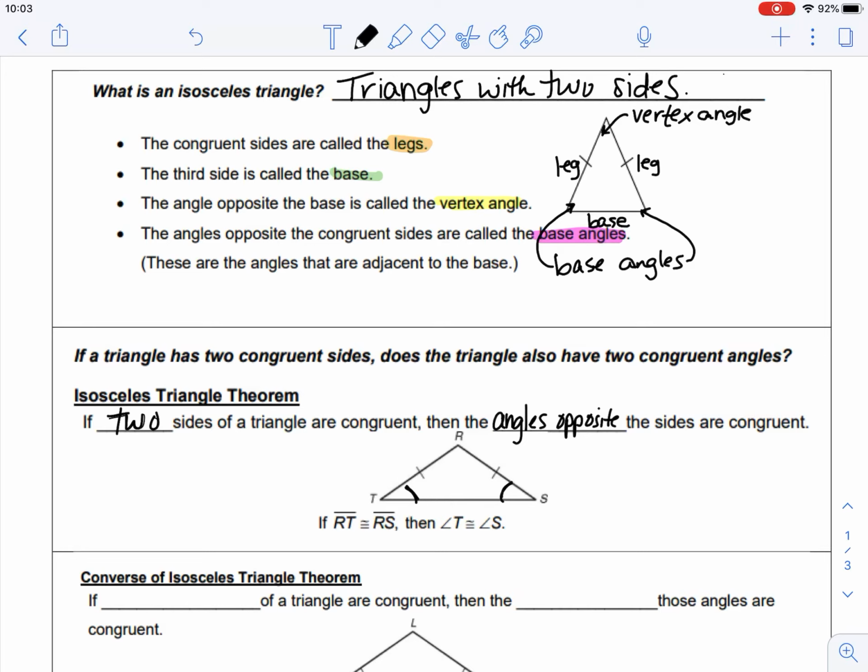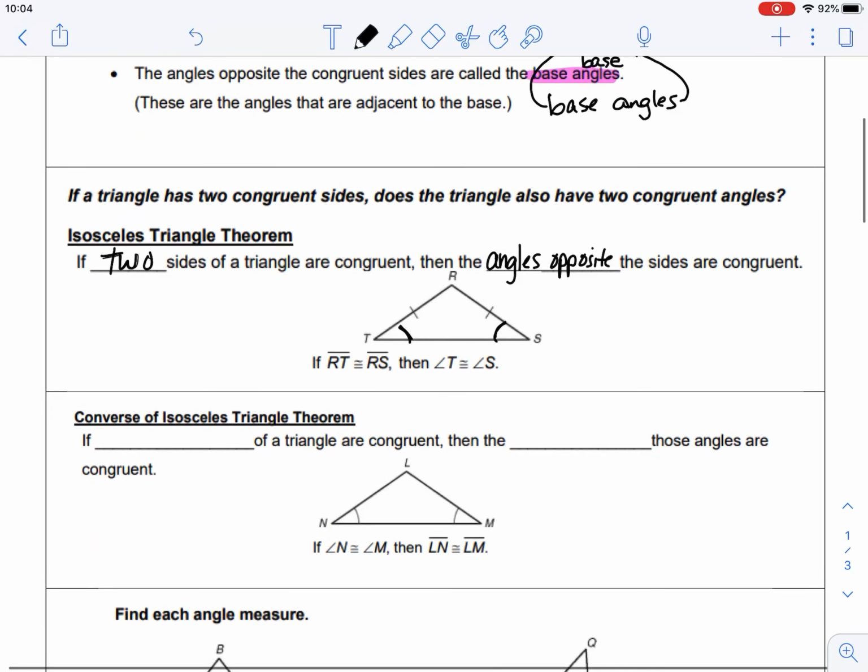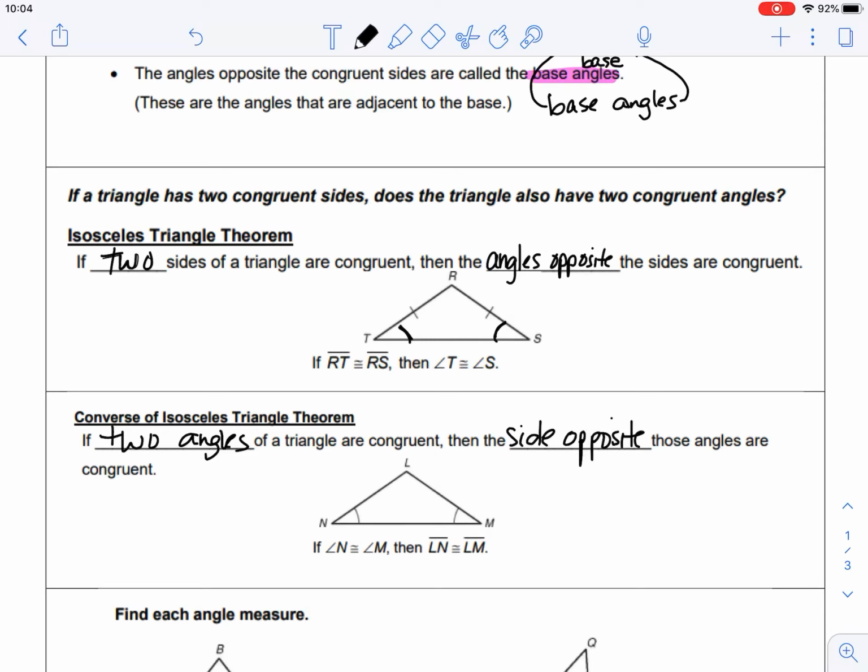The converse of the isosceles triangle theorem states that if two angles of a triangle are congruent, then the sides opposite those angles are also congruent. Recall that a converse of a conditional statement is when we reverse our hypothesis and our conclusion. So we can see in the figure that angle N is congruent to angle M, and we can conclude that LN is therefore congruent to LM.